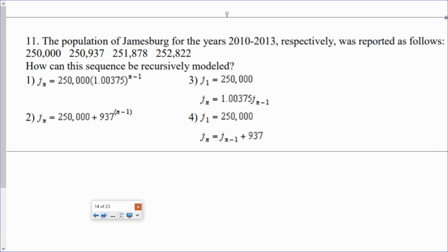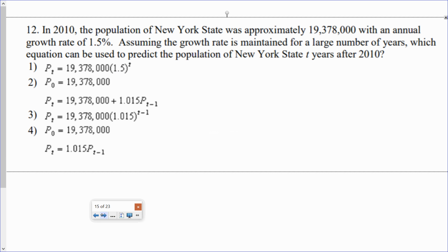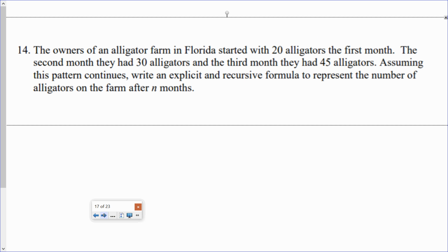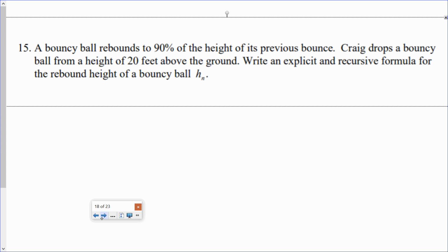11 is the same type of thing, or is it? Yes. 12 is the same type of thing. 13, I think 13 was a little tricky, but I'm not going to go over that one now. That one is the same thing. All right, now number 15, we kind of open up something that gets a little more complicated.